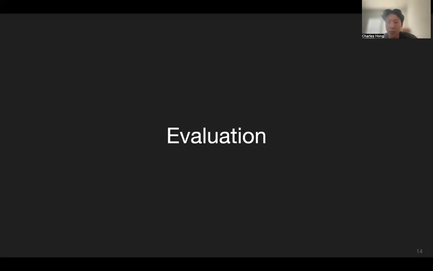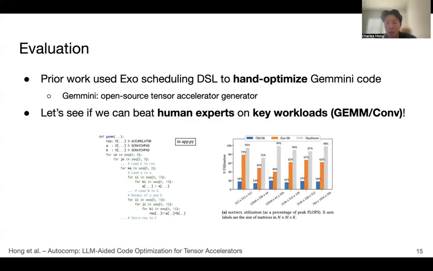So how well does this actually work? Well, we know that there's some prior work on using the scheduling DSL EXO to hand optimize code for Gemini, which is an open source generator for different configurations of tensor accelerators. So we wanted to see if we could actually beat this human expert optimized code on key workloads that are really important, like matrix multiplication and convolution.